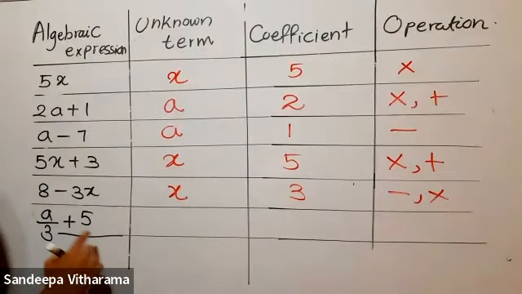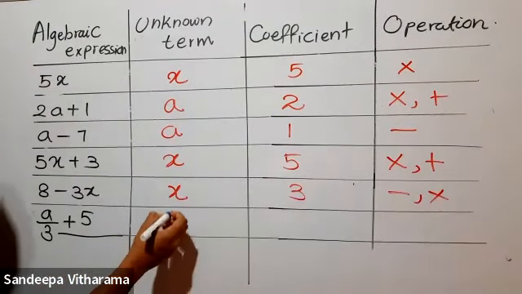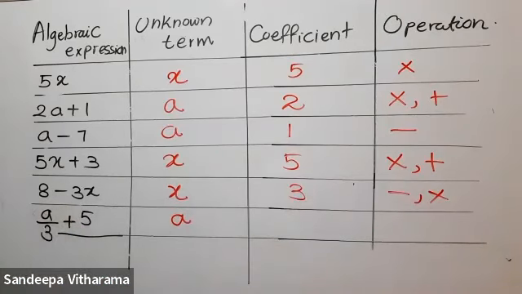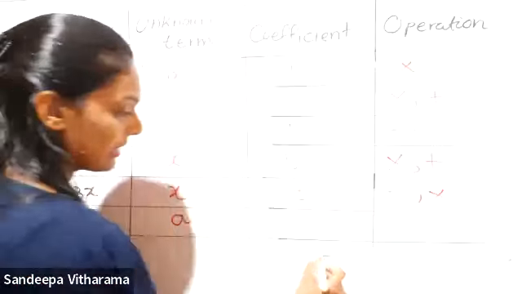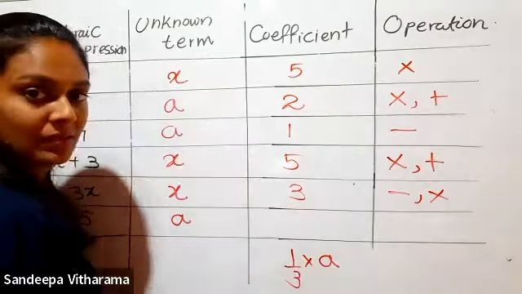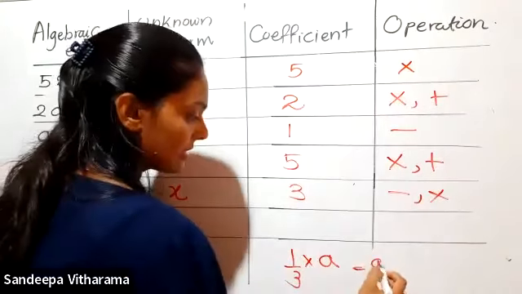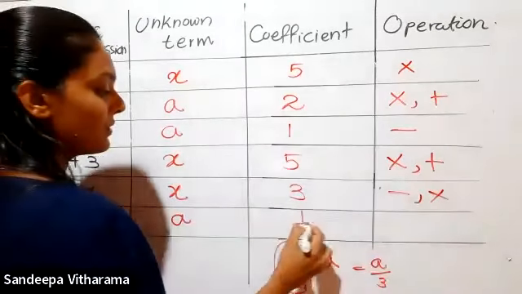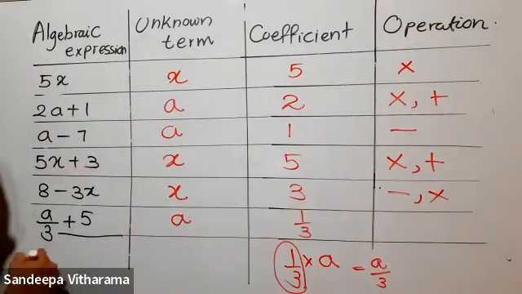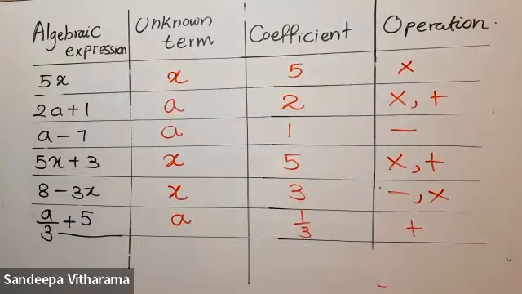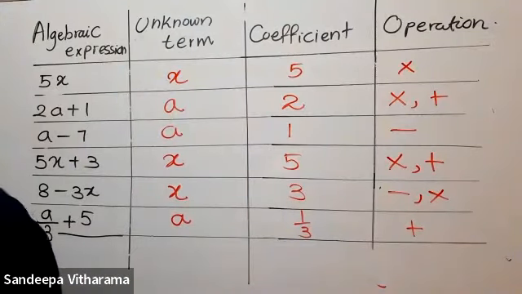Very good. Here what is the unknown term? A. Coefficient? 1. No, Putti. Look at it: when we discuss the coefficient here, a has been multiplied by 1/3. Then it is 1 into a, it is a over 3. Therefore, it has been multiplied by 1/3. So its coefficient is 1/3. Then the operation is addition. Did you understand? Yes, teacher.